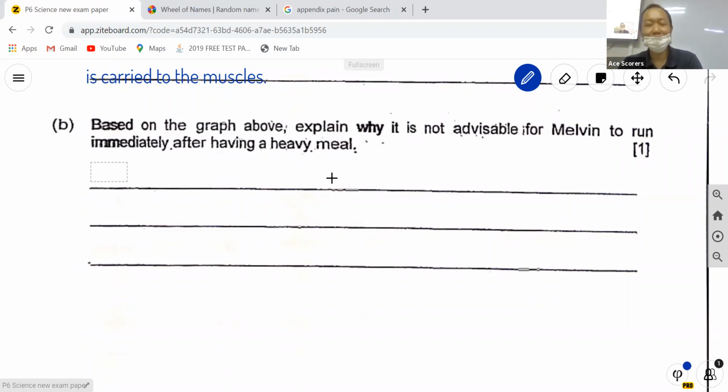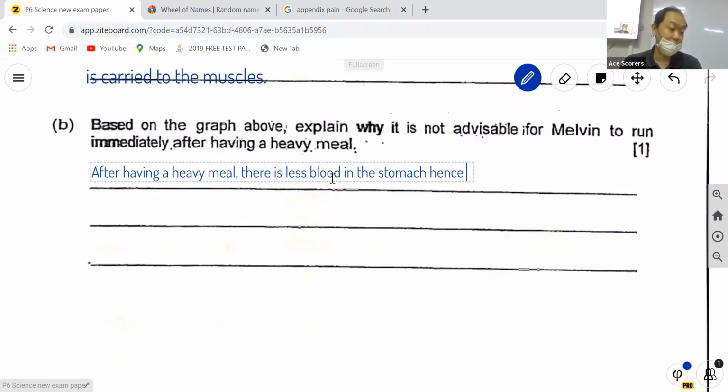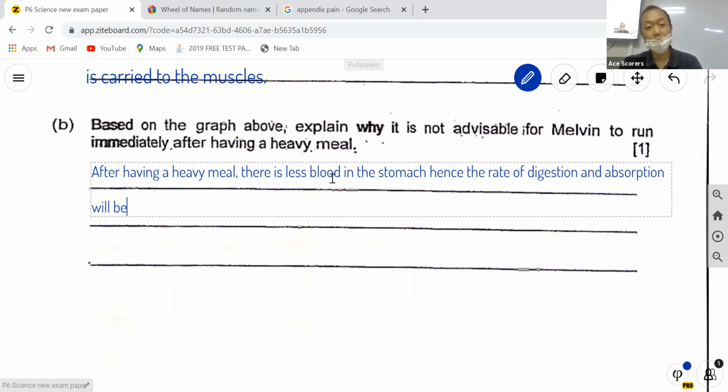No, okay, we gotta talk in terms of the blood flow, right? So we start with after having a heavy meal, there is less blood. Hence, the rate of digestion and absorption will be slower, therefore not advisable for him to run. Okay.